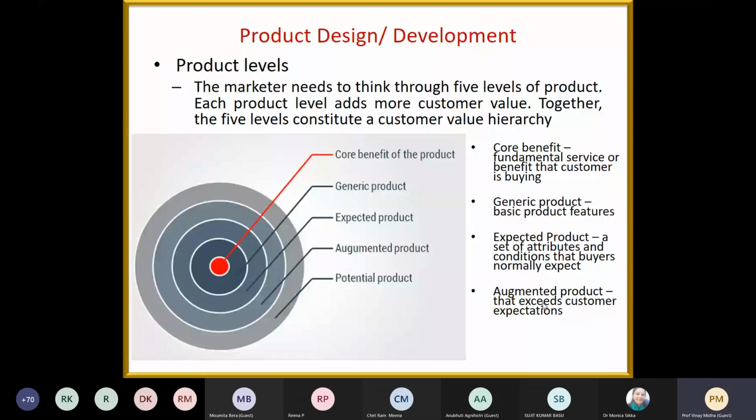And the last one is the potential product. Potential product means that all those augmentations which are possible, all those expectations which are possible, when all these are added, then this is what we can say is the potential product, which may be available in future.